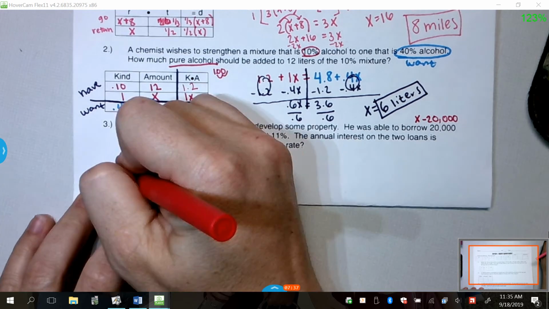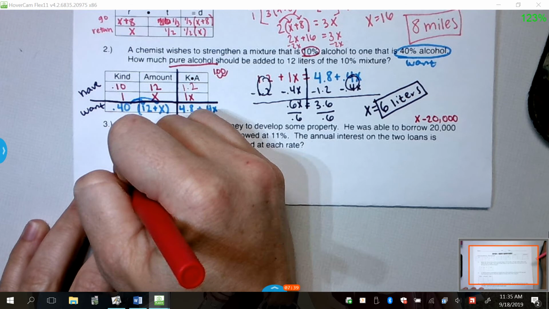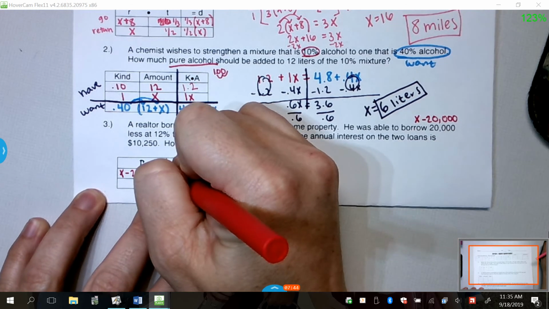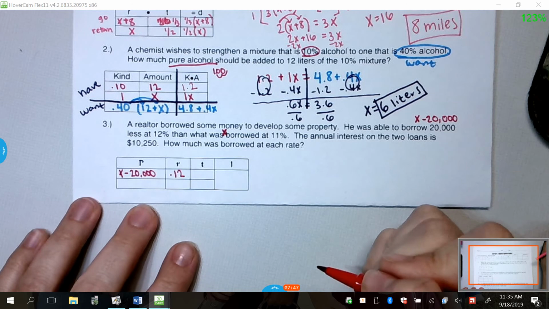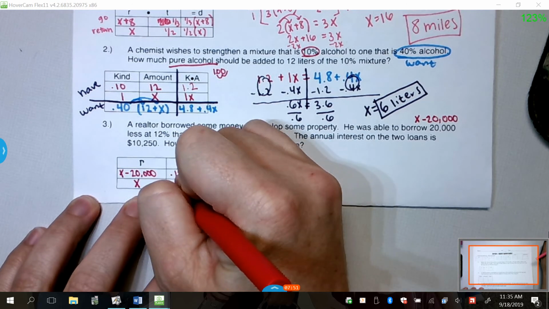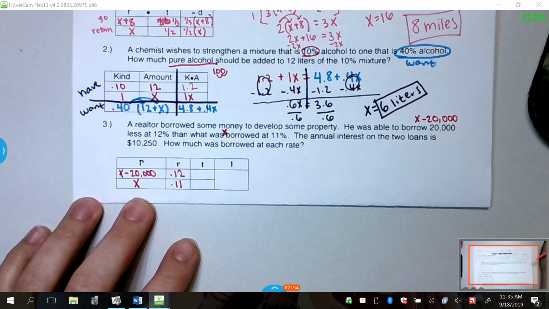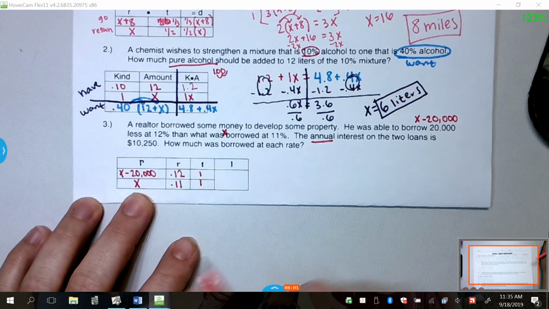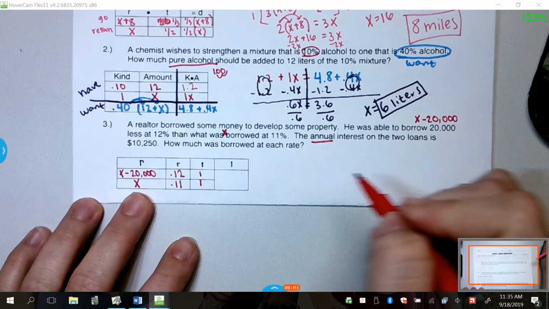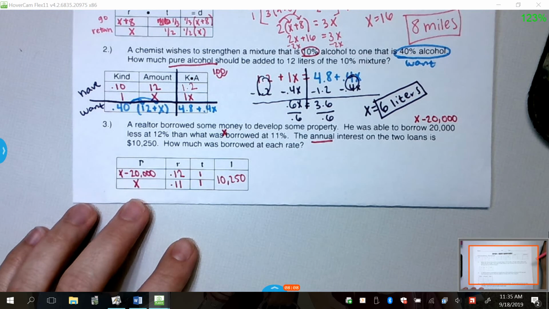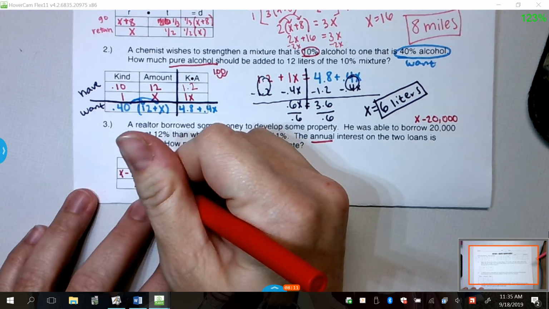So that's my principal. I have x minus 20,000, and that's at 12%, so 0.12. We don't know what was borrowed at 11%. We just know that that was 20,000 less. So if I subtract 20,000, that would be 20,000 less. The annual interest means time is a year. And then the annual interest on the two loans is $10,250. How much was borrowed at each rate? So we're trying to find our principals.